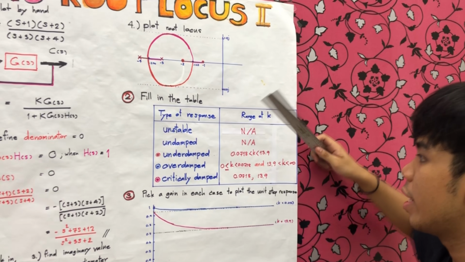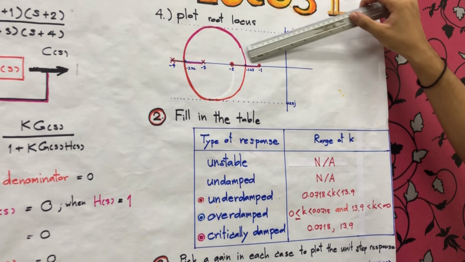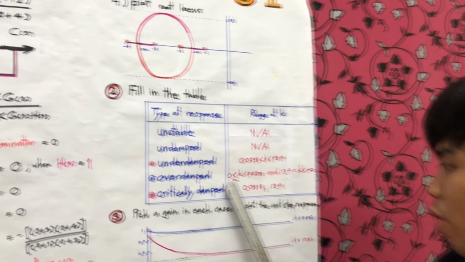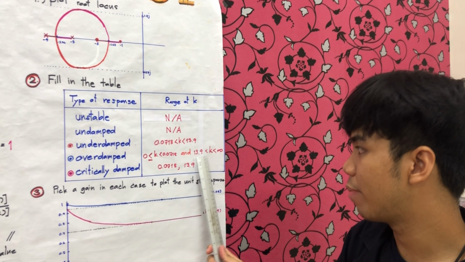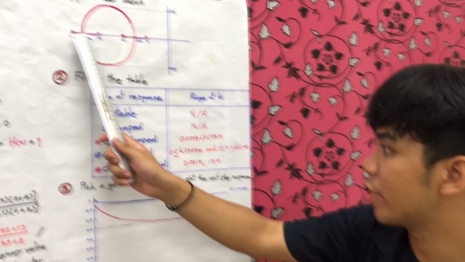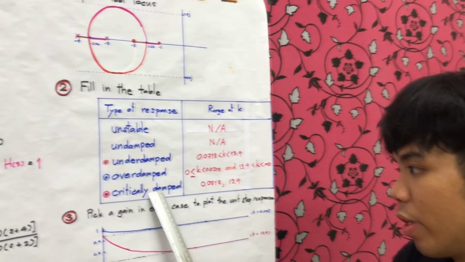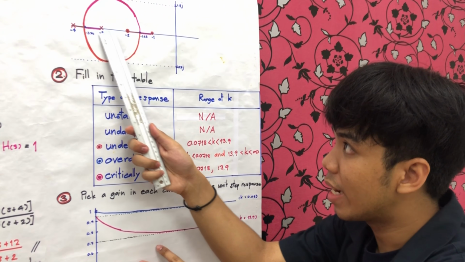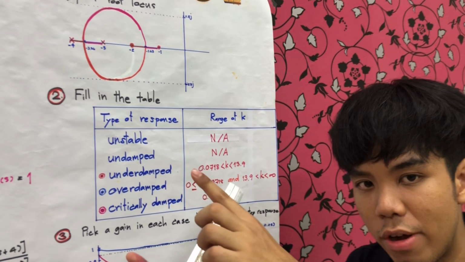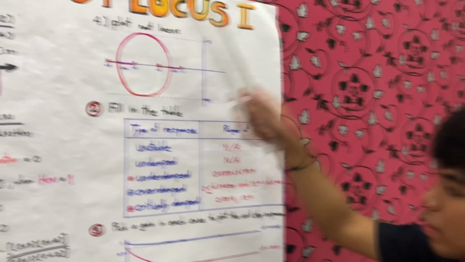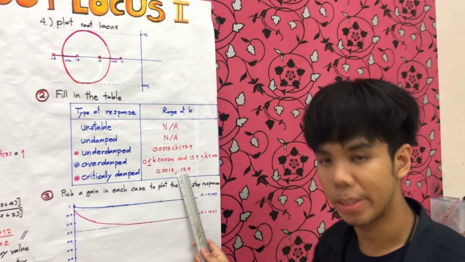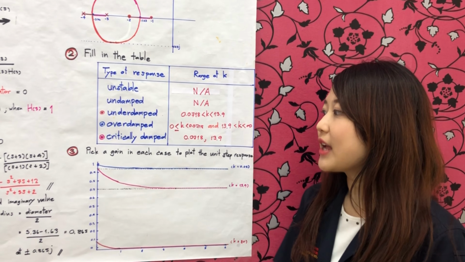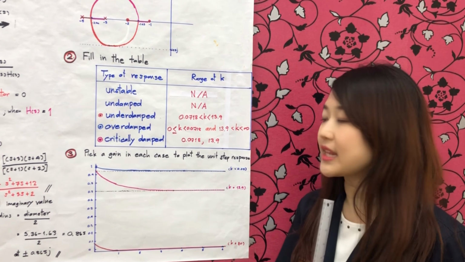For the overdamped, it is the root locus path here, as you can see, which is 0 until 0.0718 and 13.9 to infinity, which does not include the critically damped. The critically damped is the position where the poles start to leave the real axis, as you can see here, which are only the two positions, 0.0718 and 13.9.